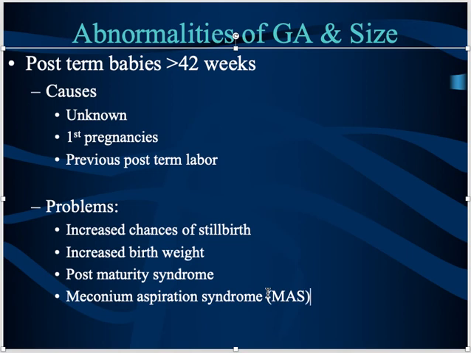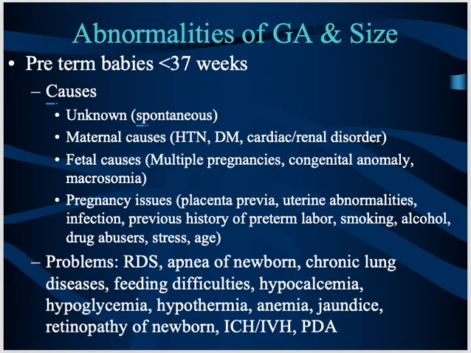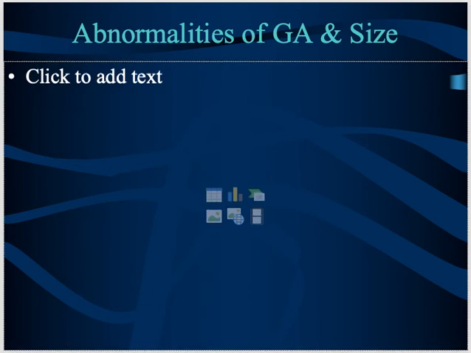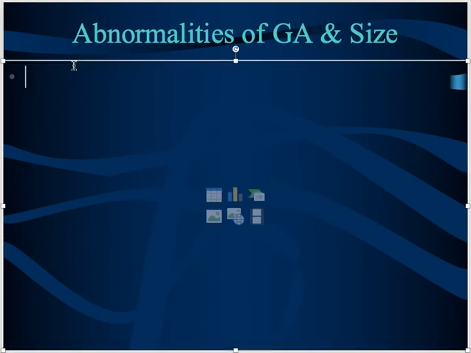So guys, see, when the baby is premature, they may have respiratory distress syndrome, they may have apnea of newborn, they may have chronic lung diseases, but when the babies are post-mature, they have meconium aspiration syndrome if they pass the first stool inside the mother. So that's about preterm and postterm.